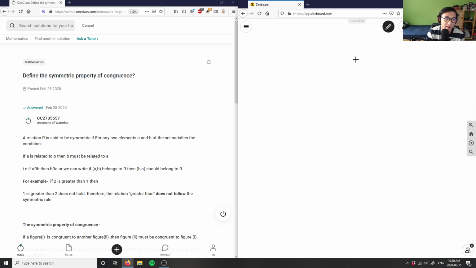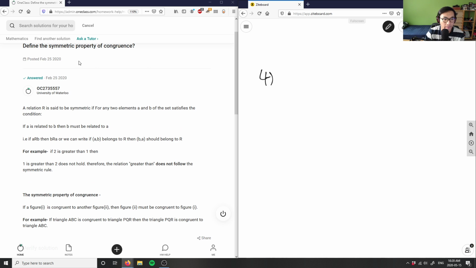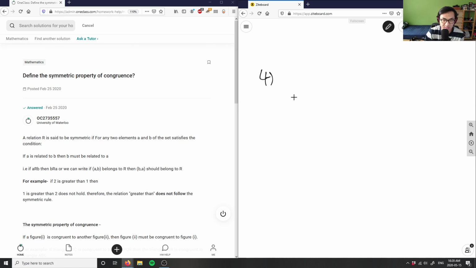Number 4, define the symmetric property of congruence. So this is simply a definition problem. I'm going to scroll down here, and this is more of a logic kind of problem. It says here it's simply a solution, right? So again, it says symmetric property of congruence. If figure 1 is congruent to another figure 2, then figure 2 must be congruent to figure 1. So that's basically all. That's the symmetric property, right?